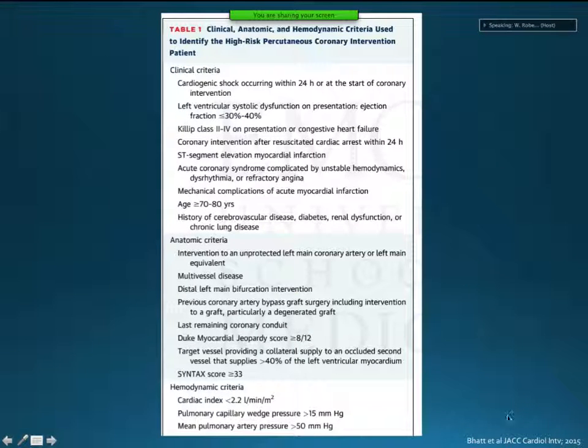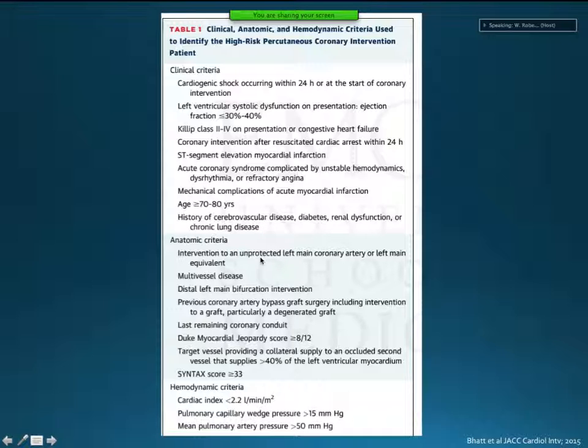This is from JACC Interventions of February, defining what is high risk. So high risk is cardiogenic shock within 24 hours of the start of coronary intervention, LV systolic dysfunction, the EF less than 30 to 40%, Killip class 2 to 4 on presentation of CHF, resuscitated cardiac arrest within 24 hours, STEMI, acute coronary syndrome with unstable hemodynamics, dysrhythmia or refractory angina, mechanical complications of acute myocardial infarction such as mitral regurgitation, older age group, and comorbidities such as previous stroke, renal dysfunction, chronic lung disease.